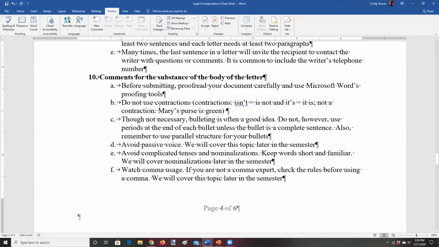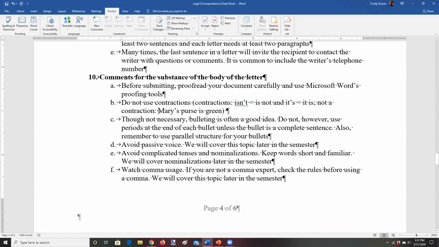Another thing is we aren't going to use contractions in this class. So whenever you see an apostrophe, when you're proofing it, go back and look to see, is that a contraction apostrophe or is it a possessive apostrophe?